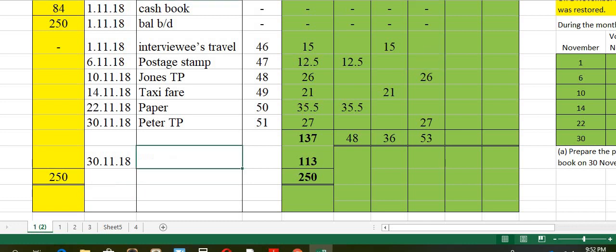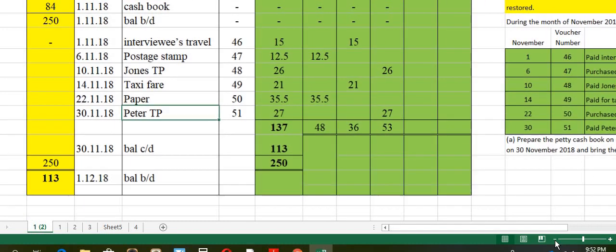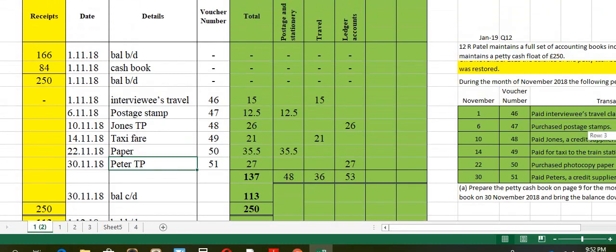Let's see again how to balance a petty cash book. First, we brought in the total from the debit side, wrote it in the total, found the difference, 113, end of month date as balance carried down. Take the 113 to the opposite side with 1st December 18 as balance brought down onto the debit side. Hope it's clear. Now you have completed a petty cash book.